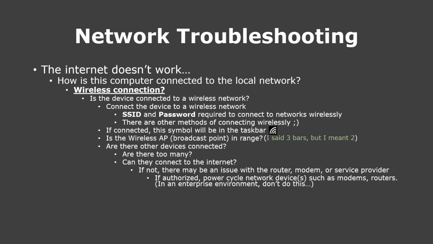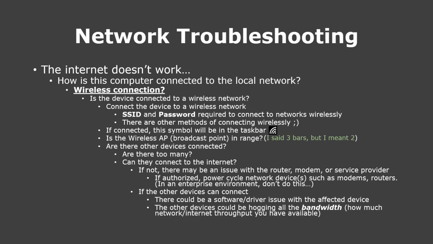Secondly, if you find out that they're all working, all of the other devices are on the internet just fine, it could mean 2 more things. It could mean that there is a software or driver issue with the device having the internet problems. Or it could be that all of the other devices are utilizing all of the available internet, streaming videos, downloading, etc. And this would cause web pages to load slowly, but not necessarily stop them from loading altogether.